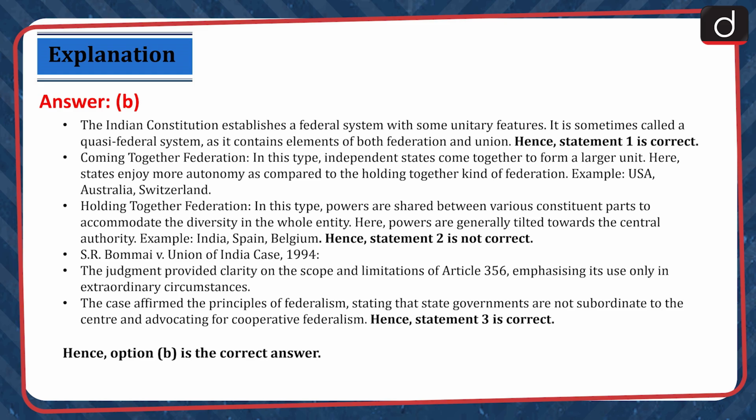S.R. Bommai vs. Union of India case 1994. The judgment provided clarity on the scope and limitations of Article 356, emphasizing its use only in extraordinary circumstances. The case affirmed the principles of federalism, stating that the state governments are not subordinate to the centre and advocating for cooperative federalism. Hence, statement 3 is correct. Hence, option B is the correct answer.